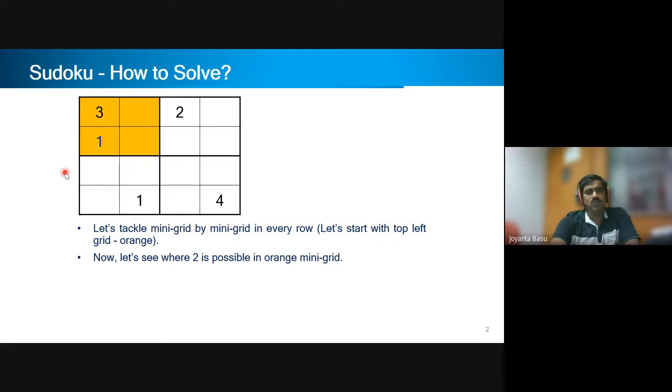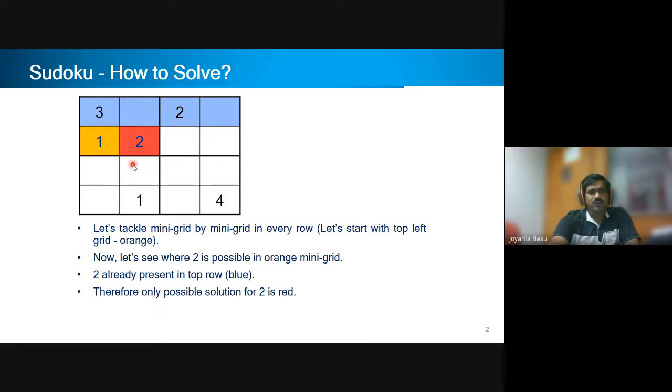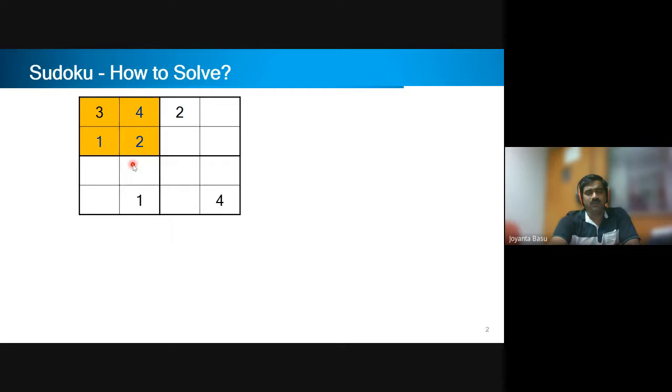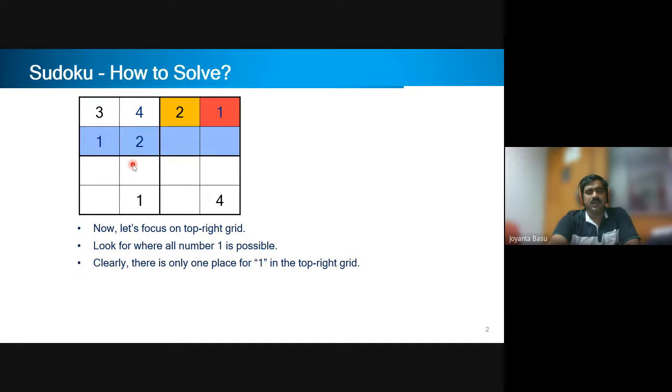Similarly, we try to find out the number 2. Here number 2 is already there, so 2 is not possible there. So the only possible area is this area. Similarly, we can think about number 4. So 1 2 3 4 we solve. Similarly, we try to solve the other mini grids. This way we will move forward, taking one grid at a time and checking 1 2 3 4 as a kind of combination.